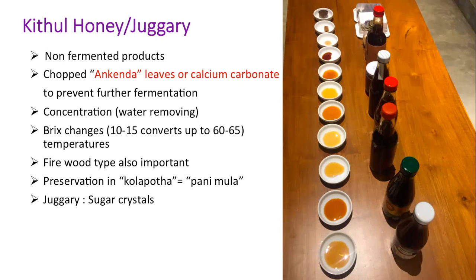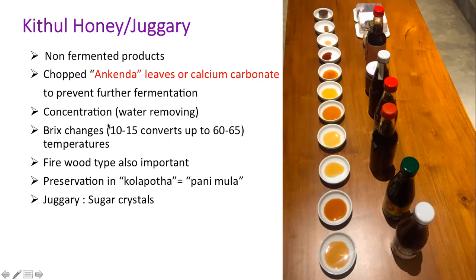And this is a type of concentrated liquid. You know how to prepare jaggery. We boil it further, then you can see the color change from here to here. At the end of the day, if we remove all the water, then we can get jaggery. If not, we can get honey or treacle.